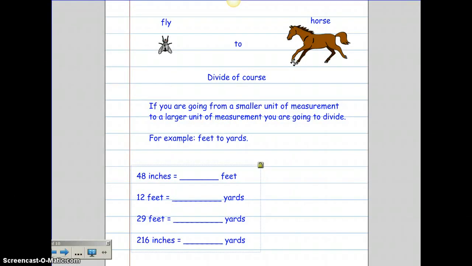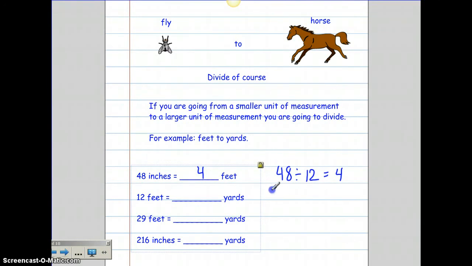So we're going to go with inches to feet first. So I have 48 inches. I know that there are 12 inches in every foot. So I'm going to take 48 divided by how many inches are in a foot, and that's going to give me 4. So there are 4 feet in 48. 48 inches makes 4 feet.